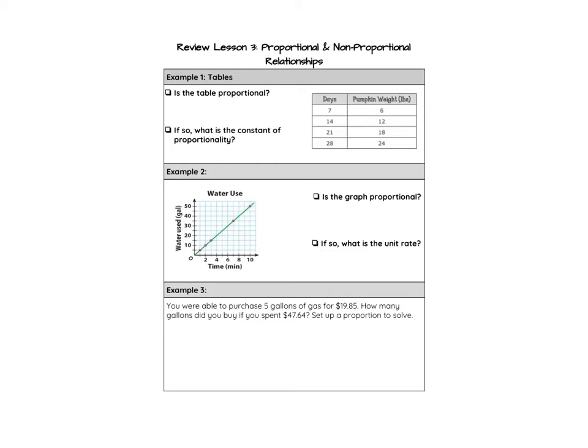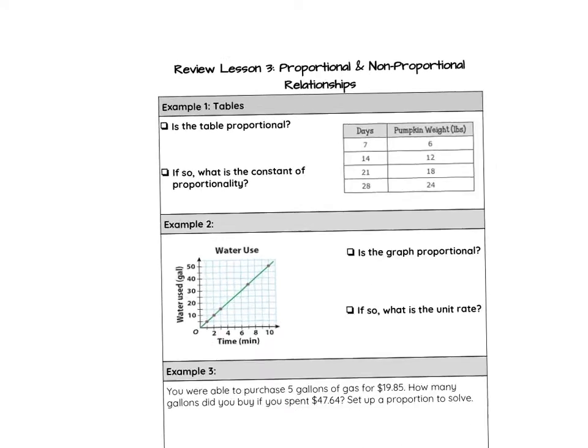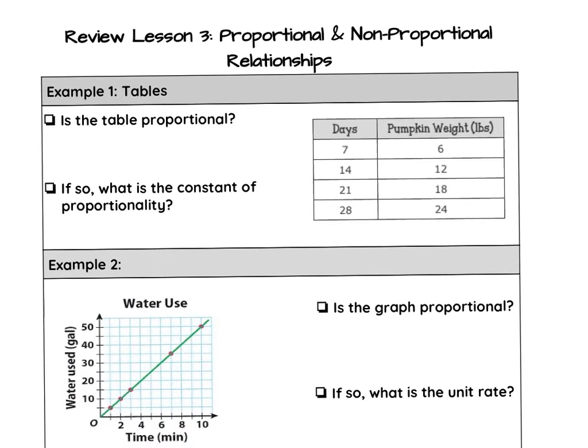Okay, today's review lesson is on proportional and non-proportional relationships. We have a couple different types of questions here. So example 1 is using tables. So is this table proportional? To figure out if a table is proportional or not, you need to divide y by x. Make sure you're dividing y by x, not x by y.